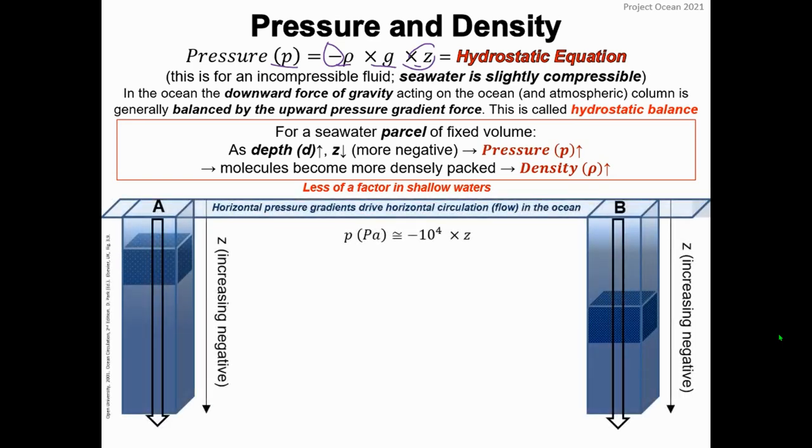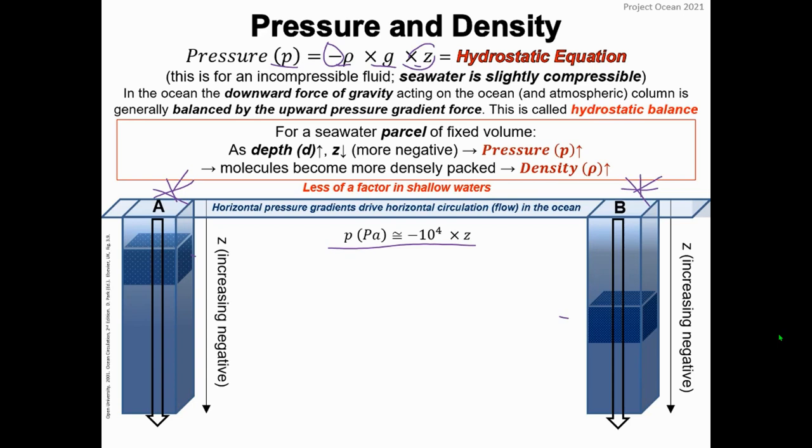So looking at this diagram, I'm going to be giving you two different water columns, water column A and water column B. Within these water columns, there is a parcel. Now, the parcel in A is at a shallower depth than the parcel in B. So let's look what happens to density. Just as a quick note, we can estimate pressure as being roughly equal to minus 10 to the fourth times z. Again, look at that minus sign because of the notation of z. So this tells us for each meter of depth, we get 10 to the fourth pascals increase in pressure.